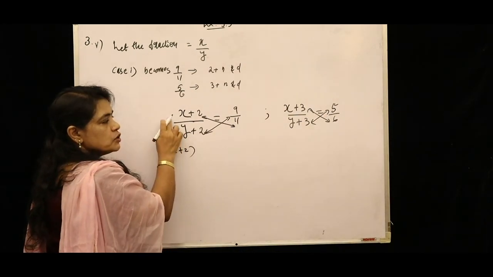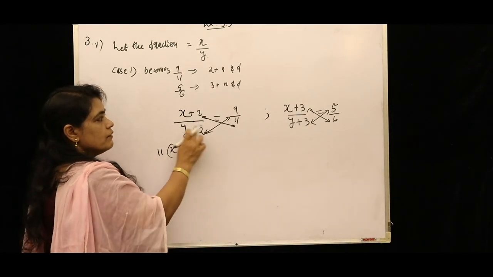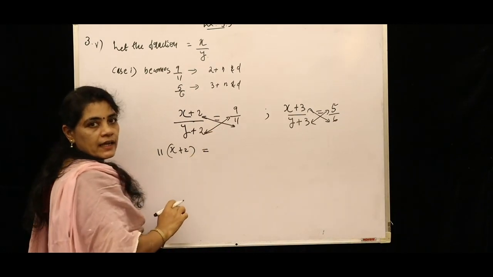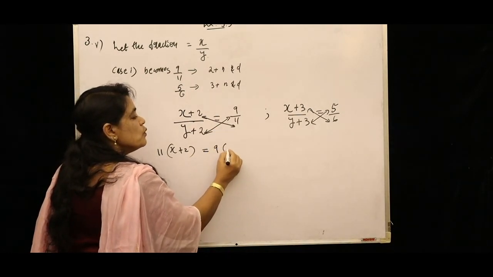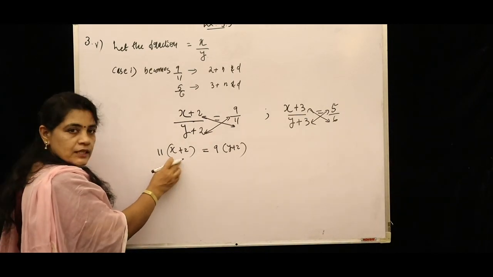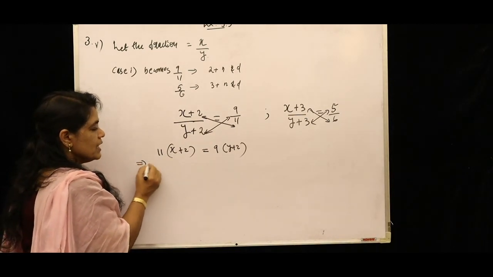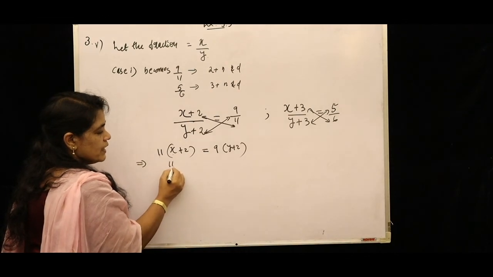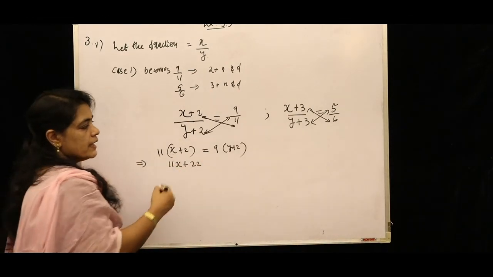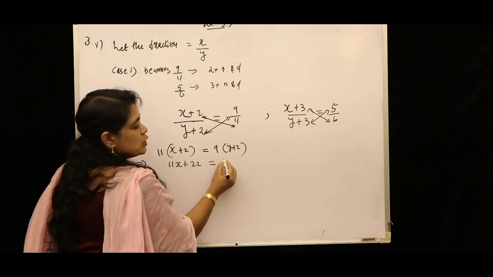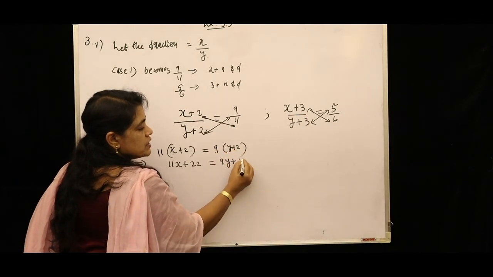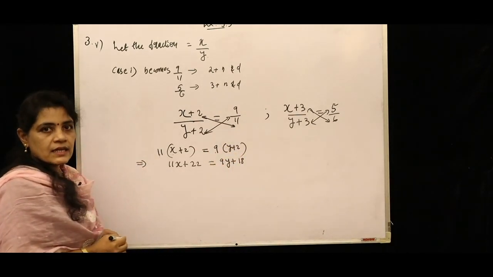11 can be taken to the numerator in this manner. 11 into x plus 2 equal to y plus 2 along with 9, so 9 into y plus 2. Okay, so what we will get, we can open the bracket using the distributive property, that is 11 into x, 11x, plus 11 into 2, 22. And in the RHS, 9 into y, 9y, plus 9 into 2, 18. This 9 multiplies both the terms inside the bracket.